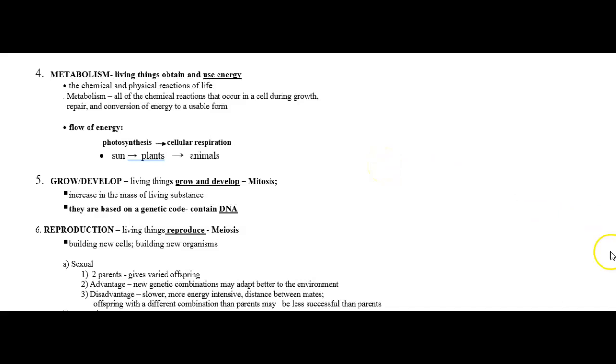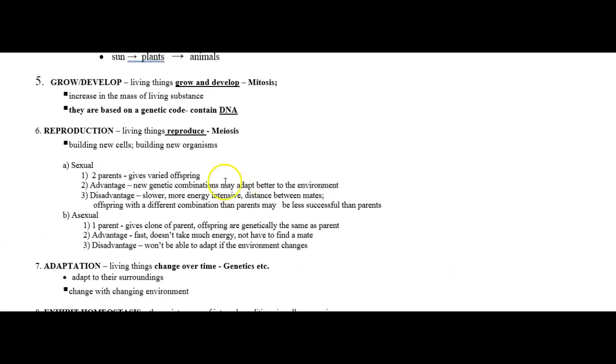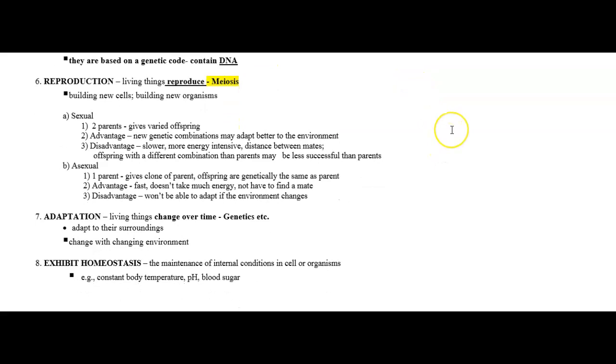We're going to study mitosis, how things can grow and develop. And reproduction, we're going to look at something called meiosis right here. So mitosis, that's going to be on test 3B. And we're going to be looking at adaptation and homeostasis.